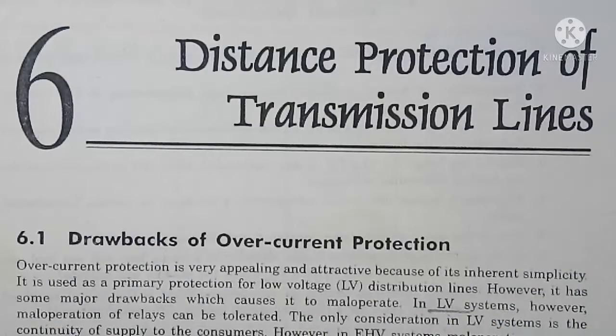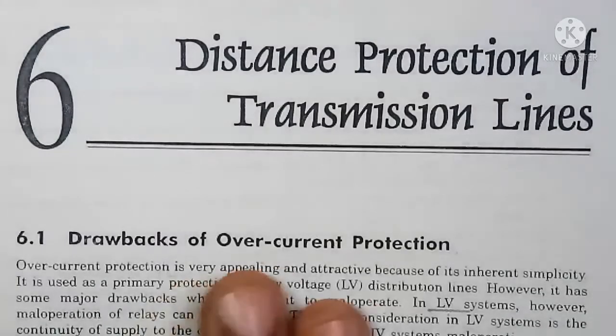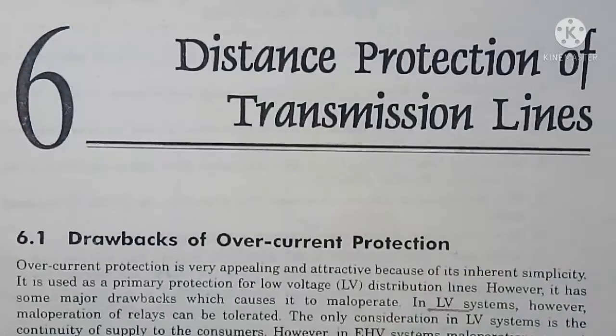Now you may get a question that in the last few classes we have studied overcurrent relay and directional overcurrent relay. Why can't we use those relays for the protection of transmission line? For not using the overcurrent relays to protect the transmission lines, there is a good reason. And that reason is nothing but mal-operation of the overcurrent relay when it is employed for protection of transmission lines.